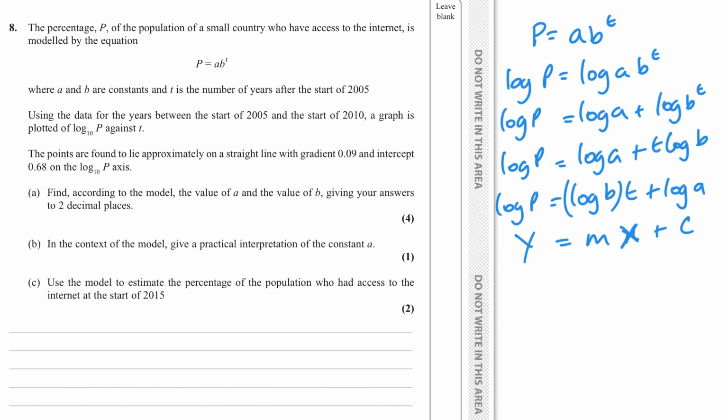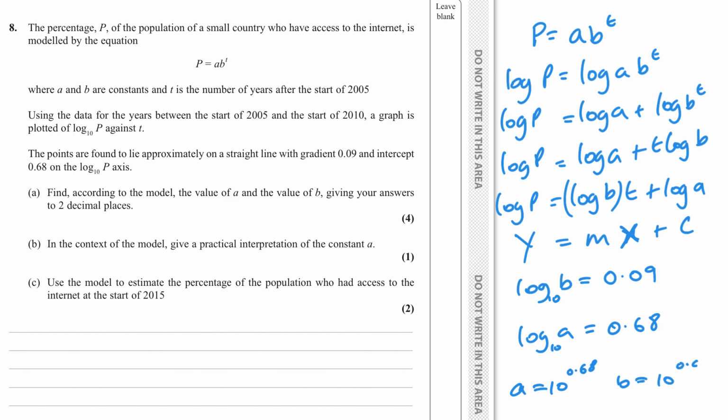That means that log b is equal to 0.09 and log a is equal to 0.68, and we get that from the question. Now it actually asks us to find the values of a and b. So remember that these are logs to the base 10. So a is going to be 10 to the power 0.68 and b will be 10 to the power 0.09, which of course we can work out.